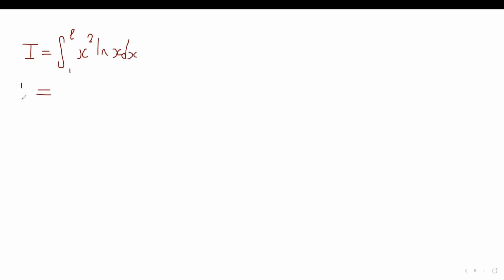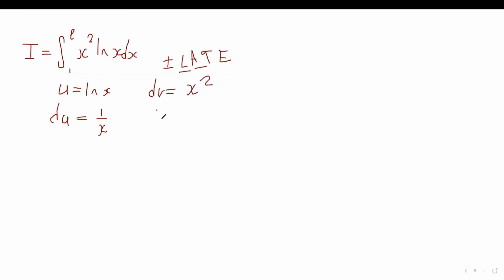So what we're going to end up getting now is I is going to be equal to, well, if we use integration by parts, this is where you have to remember Eilert's rule. Eilert's rule tells us that logarithms come before algebra. So in this case, we're going to substitute our u as ln x. Then you differentiate ln x to get 1 over x. And so our dv is x squared, and our v is equal to x cubed over 3.